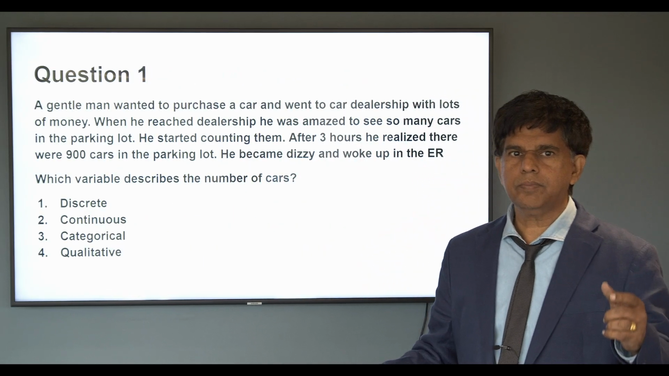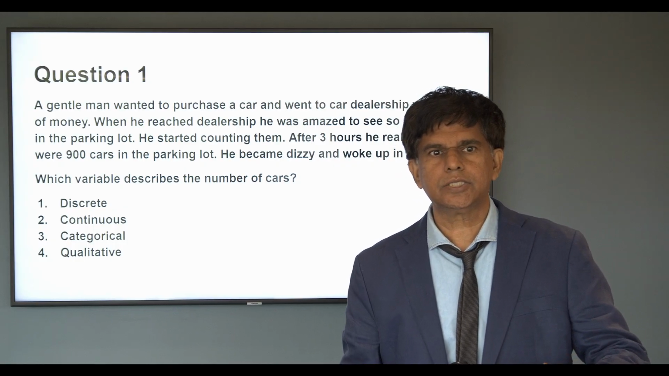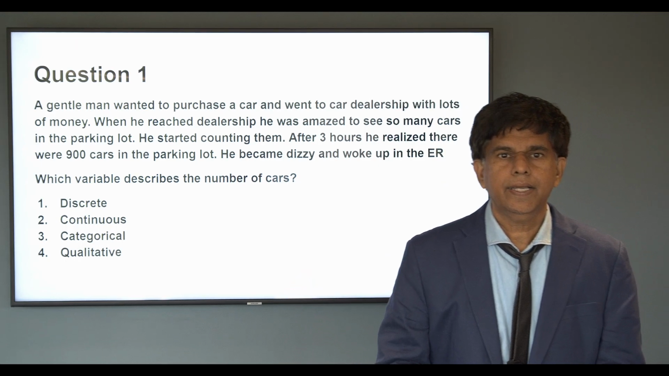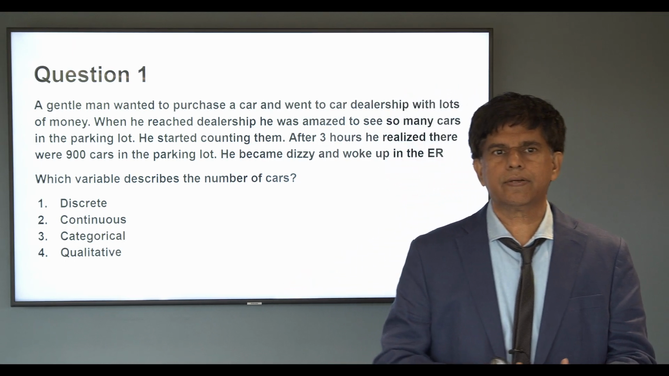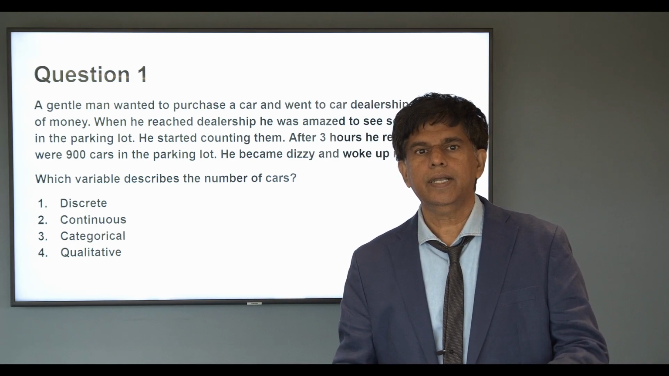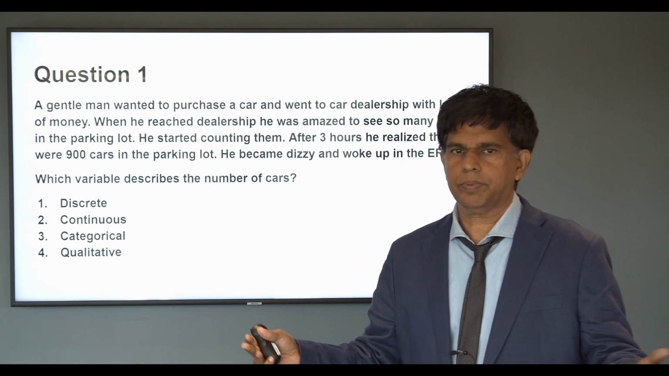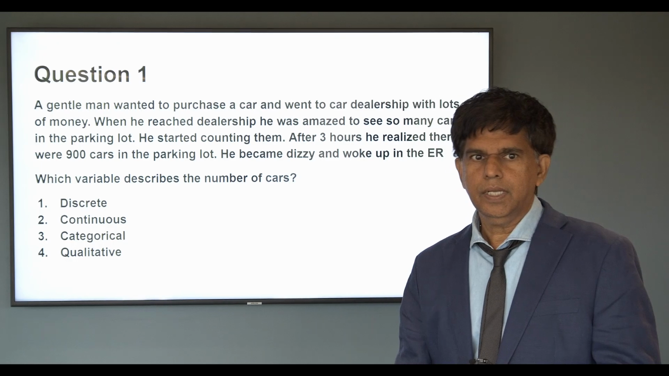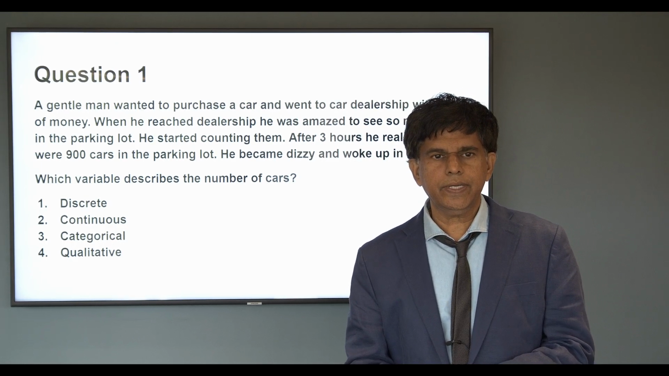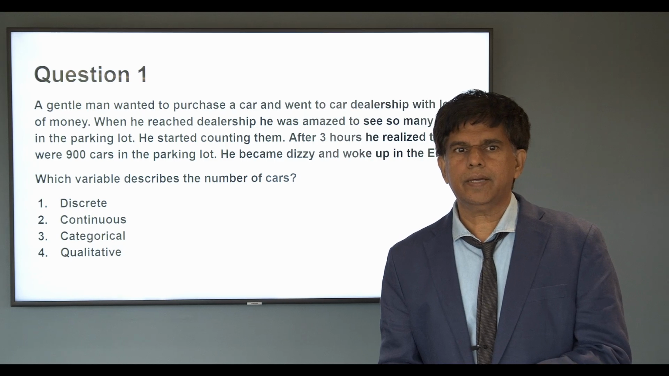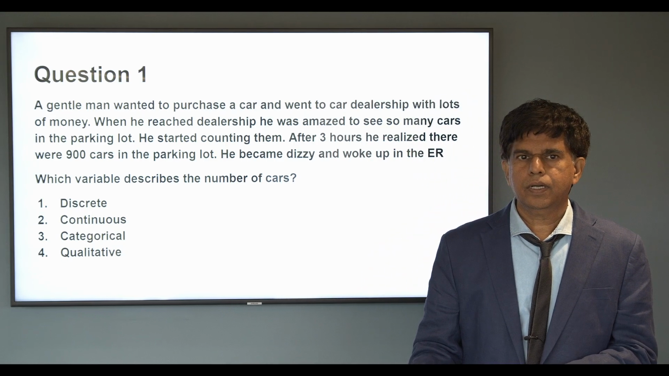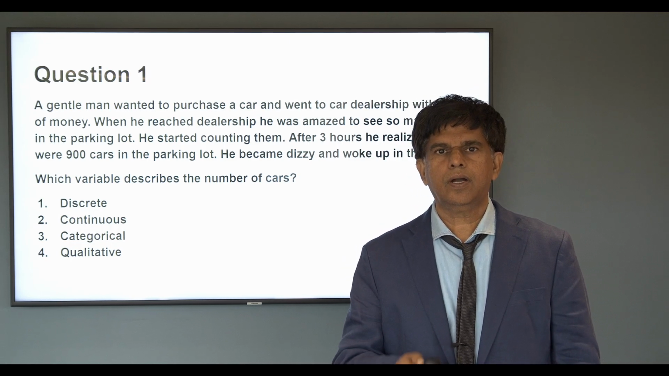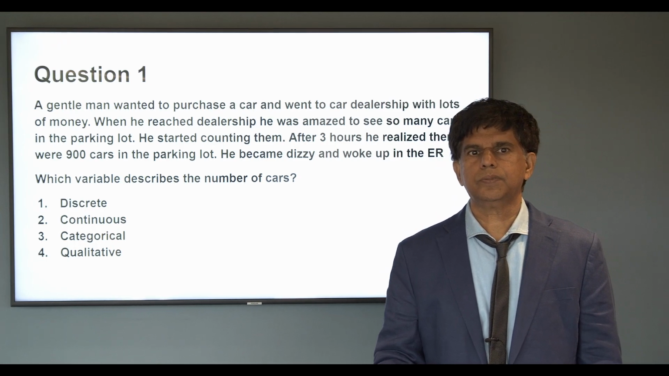Question number 1, a gentleman wanted to purchase a car and he went to a car dealership with a lot of money. When he reached the dealership, he was amazed to see so many cars in the parking lot. He started counting them. After 3 hours, he realized there were 900 cars in the parking lot. He became dizzy, and next thing you know, he woke up in the emergency room. So, which variable describes the number of cars? You got choices. Number 1 is discrete, number 2 is continuous, number 3 categorical, number 4 is qualitative. And the answer is, this is a discrete variable. Number of the cars is a discrete variable.